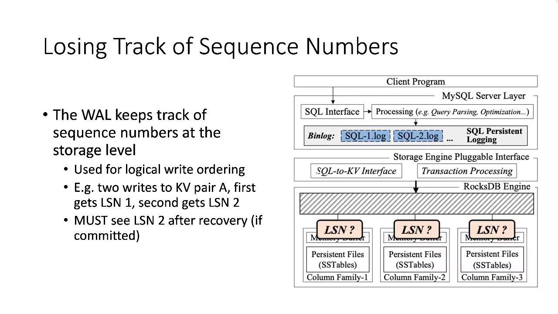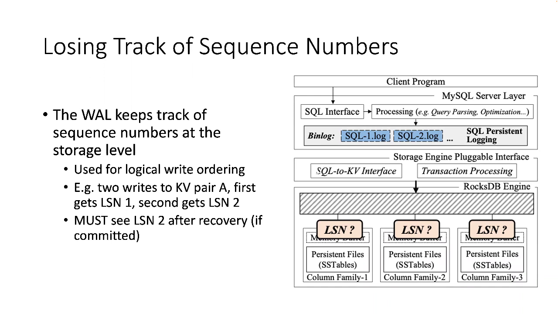The final issue is that if we remove the WAL, at least in this MyRocks setup, we lose what we call sequence numbers at the storage layer. And what we need sequence numbers for is logical write ordering. So if we have two writes to the same KV pair, the first might get LSM1 and the second gets LSM2. And when we recover after a crash, we need to see LSM2 if we have already committed. But if we remove that layer in this case, we just lose this information completely.